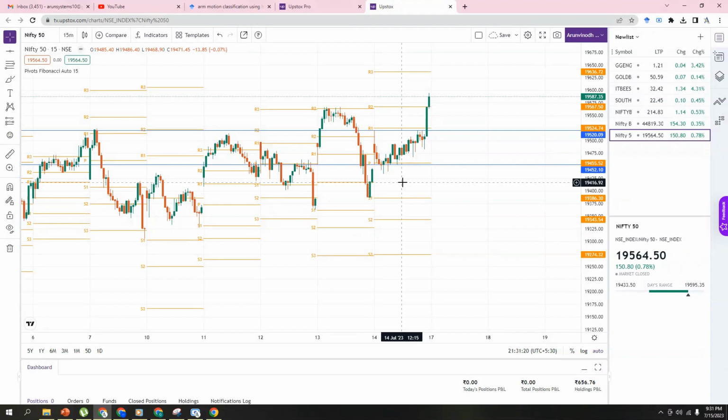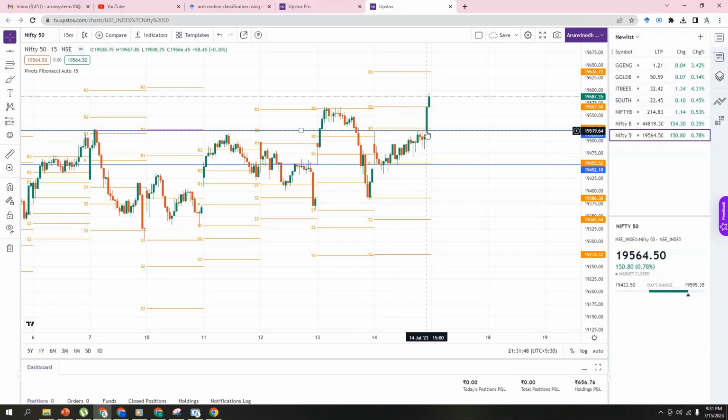But the point here is that, to be frank, in such cases we'll be getting a loss, because here the breakout happens but it doesn't move that much. It reversed here, and it will hit the stop loss. So if it hits a hard stop loss, we have to accept it. Fine.